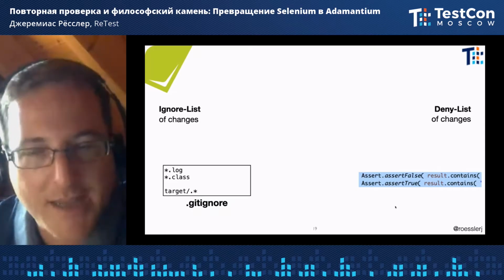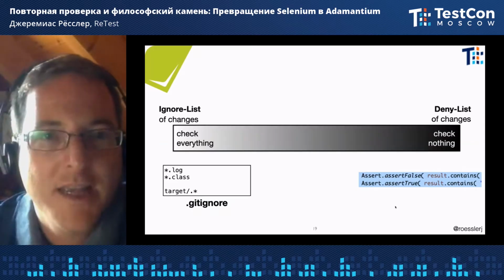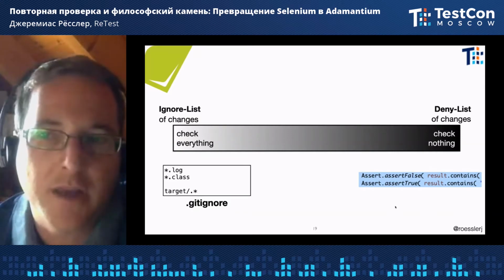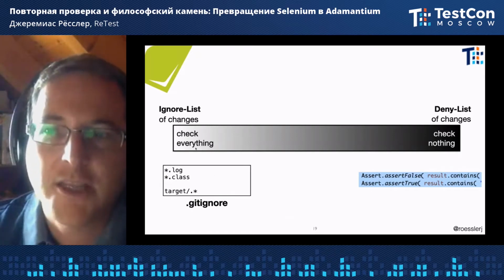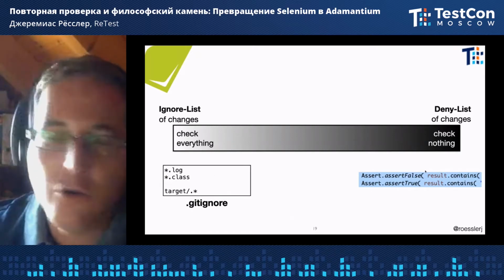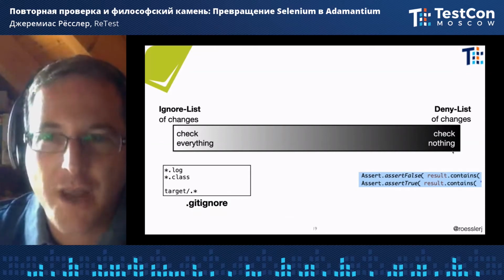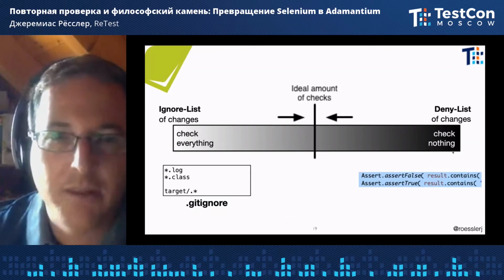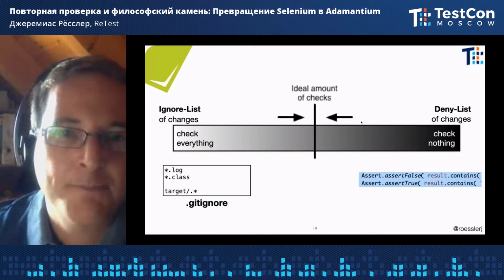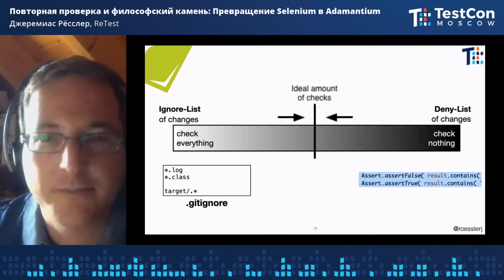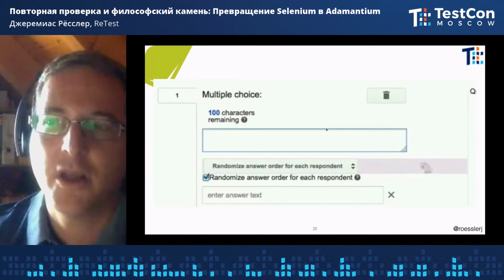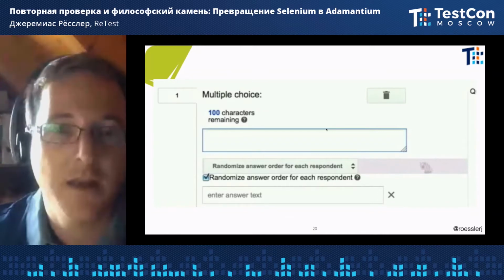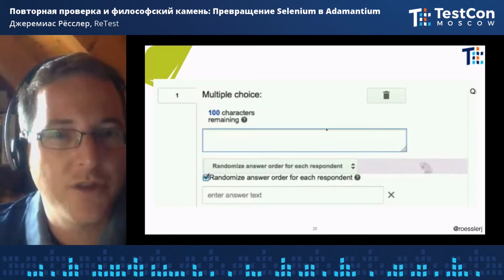And our testing behavior, our automated test, is somewhere in between, in that gray area. So if you have no git ignore file or no ignore list, you check everything. If you have no assertions, then you check nothing. But in reality, you want to check something in the middle. So there's an ideal amount of checks, somewhere in the middle. Now, however, there are two aspects to that. One is on which side do you want to err? Like when you make a mistake, what are the odds of you discovering that mistake?